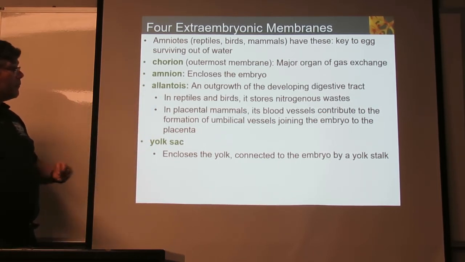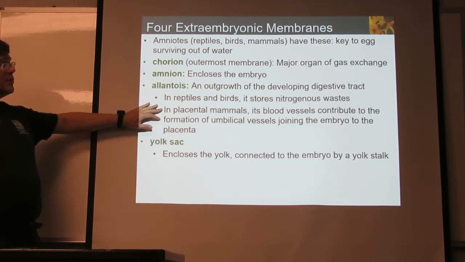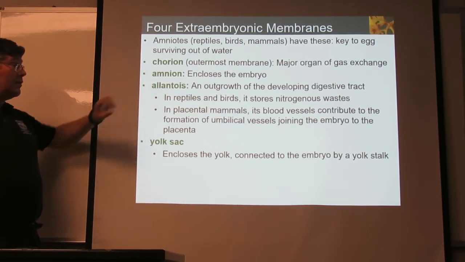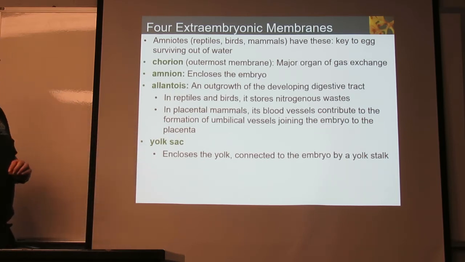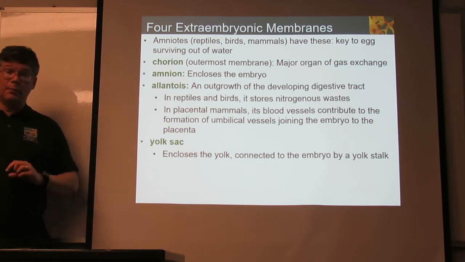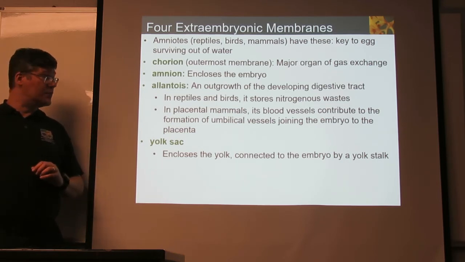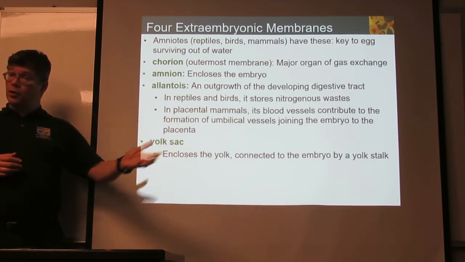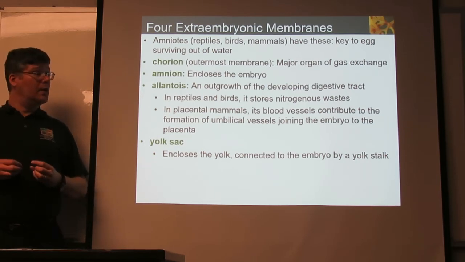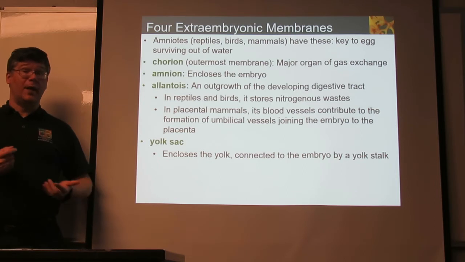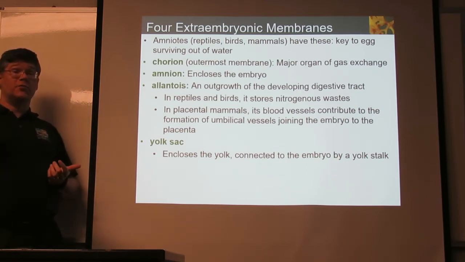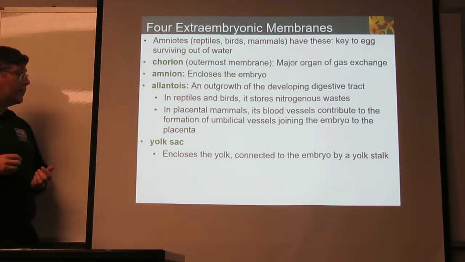allows that. In the placental mammals, it forms a key part of developing the placenta, the membrane between the mother and the baby's systems, allowing nutrients from the mother's blood and other materials, the oxygen, even some antibodies, things like that, to be transferred over to the developing young.